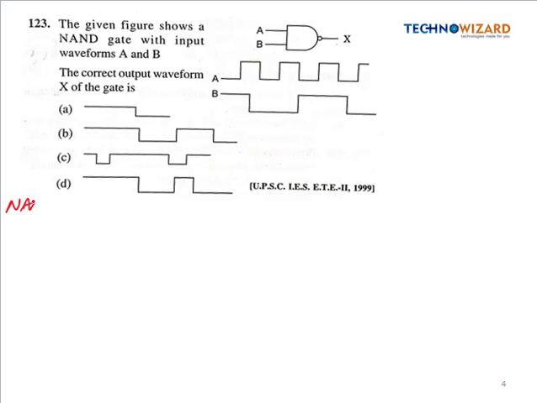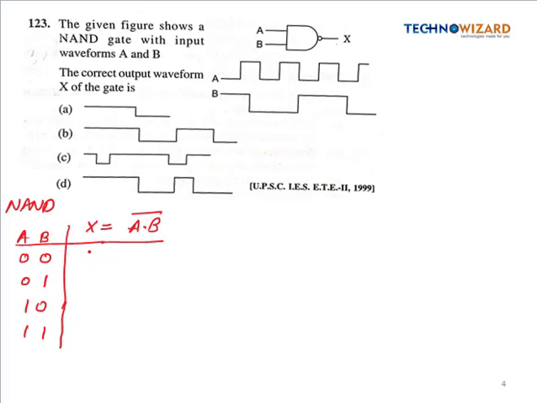For the NAND gate, the inputs are A and B. Two inputs are there, so 4 combinations are possible: 0 0, 0 1, 1 0 and 1 1. We have to find the output X. This is NAND, so this will be equal to A dot B bar. The output will be 1 1 1 0. So this is the truth table of the NAND gate. It means the NAND gate is also called a zero detector.